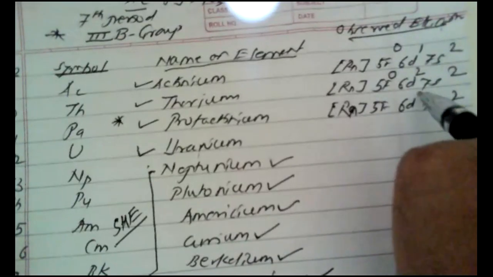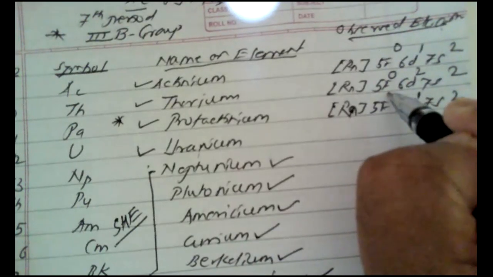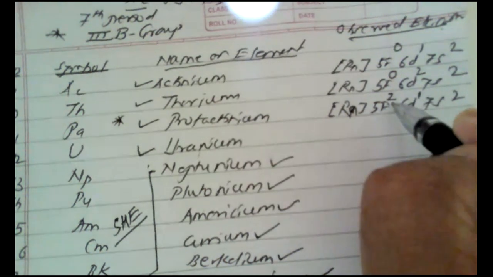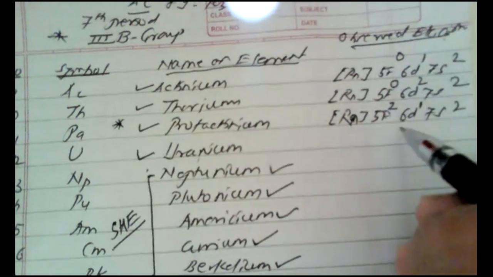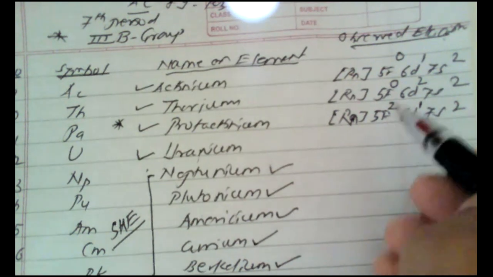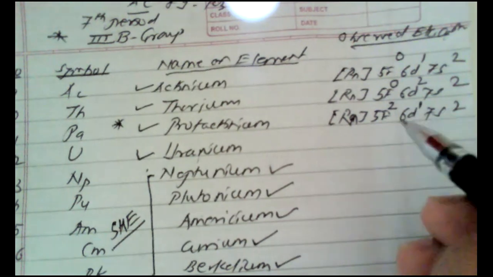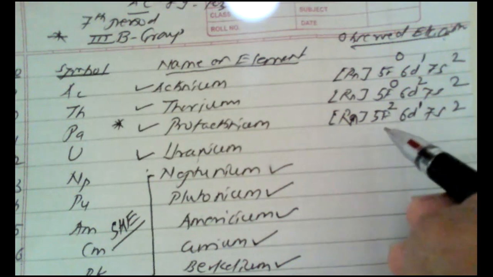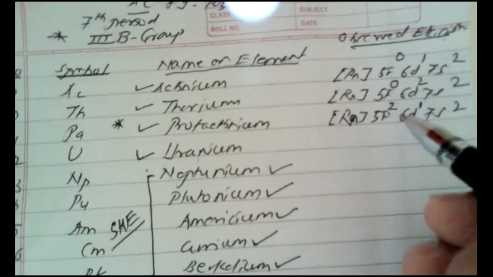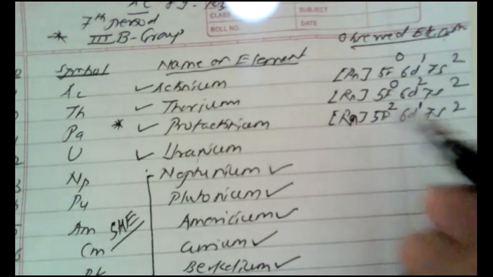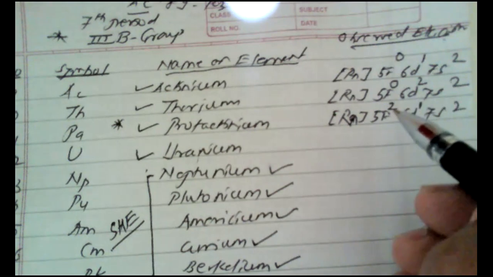So 7s2, 6d1 and 5f2, that is 86 plus 3 is 89, plus 2 is 92. Because as the atom number increases, the energy gap between these two orbitals becomes very less, and hence the incoming electrons are now added into the 5f orbital, or in other words, the 5f orbital is now becoming more stable. It becomes decisively more stable as compared to 6d, and hence the electrons now enter into the 5f orbital.